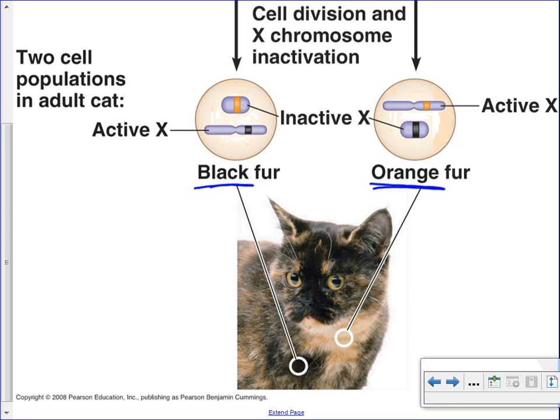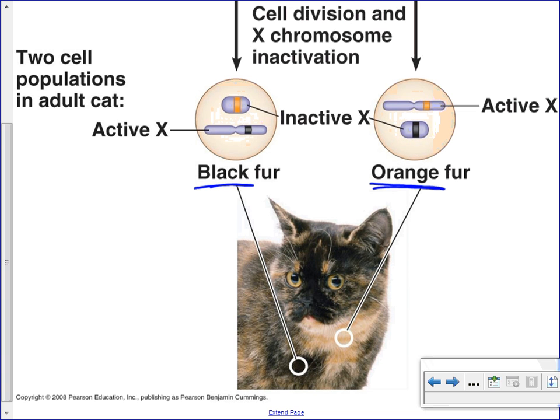Now this fur color is a trait, a gene that is on the X chromosome. Now, because it's on the X chromosome, one of the two X chromosomes is going to be inactivated. So if you have a female cat, which is heterozygous, they have one copy of the black allele on one chromosome and the orange allele on the other one, it is going to be random in terms of which gene forms the bar body and which one is active.